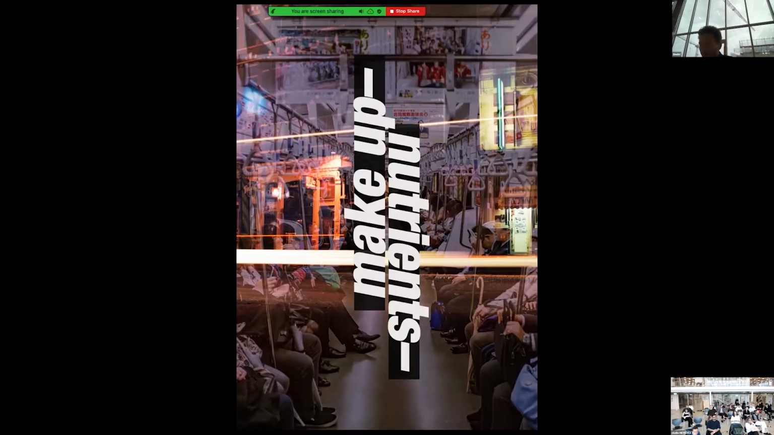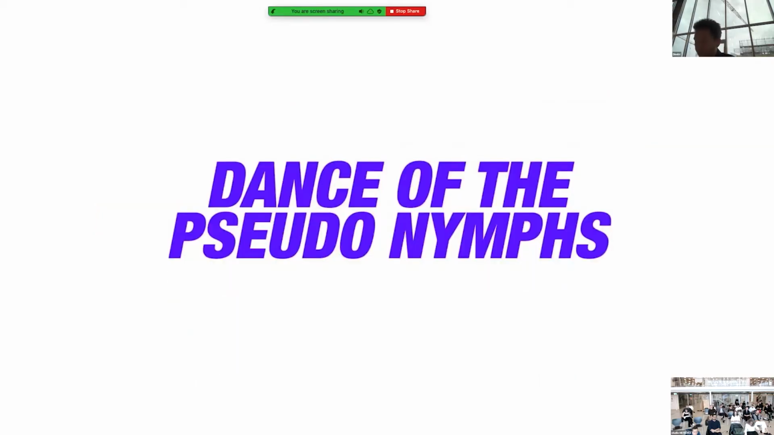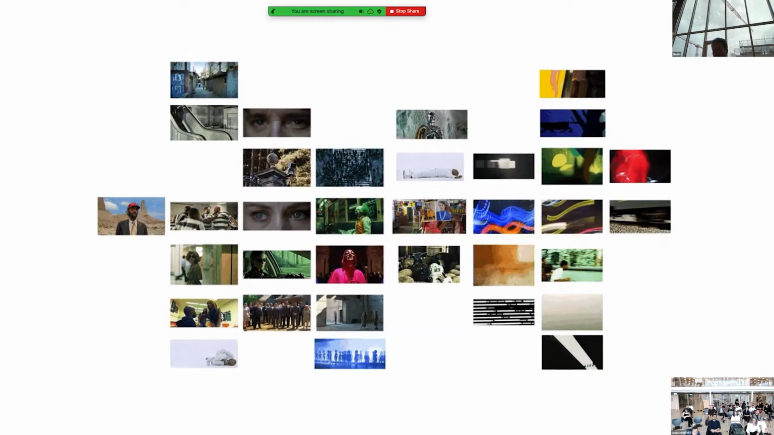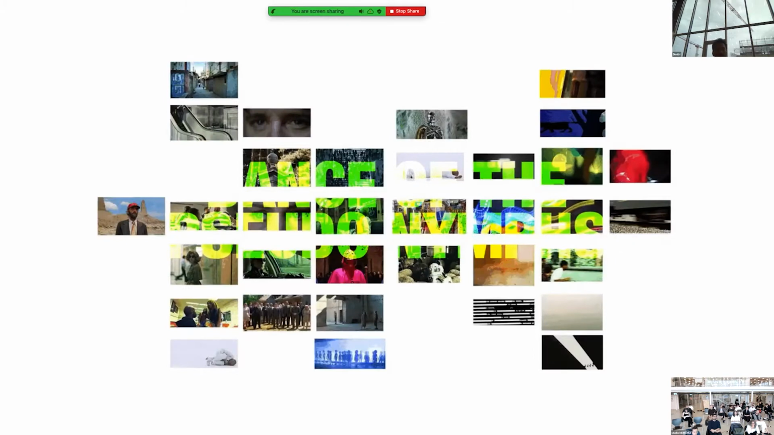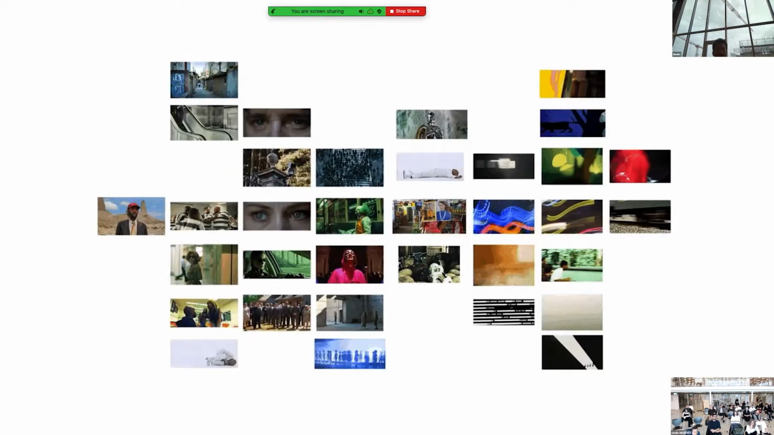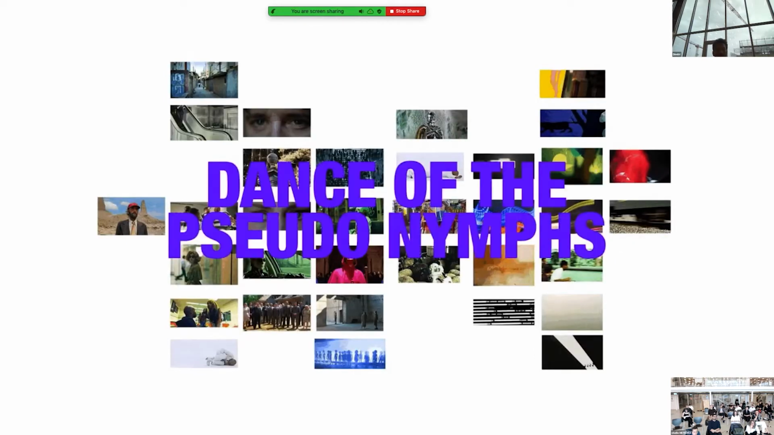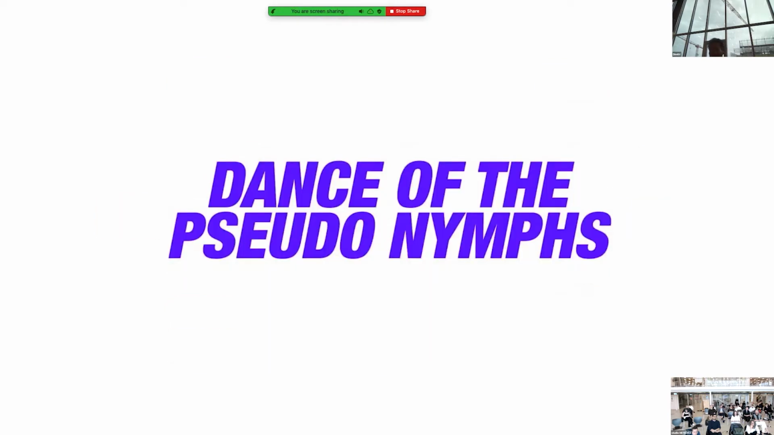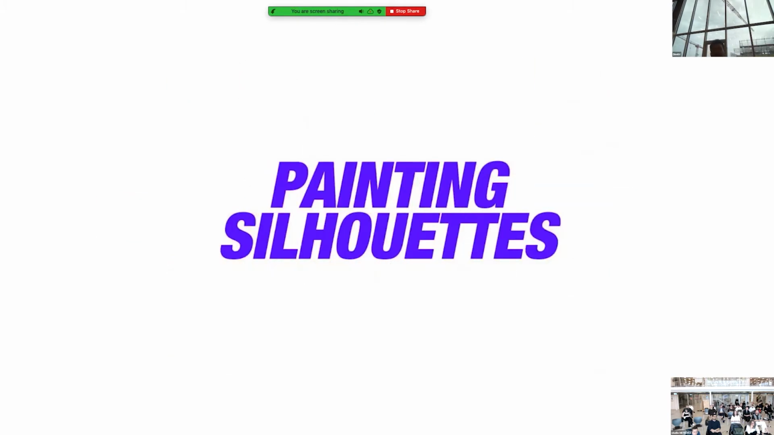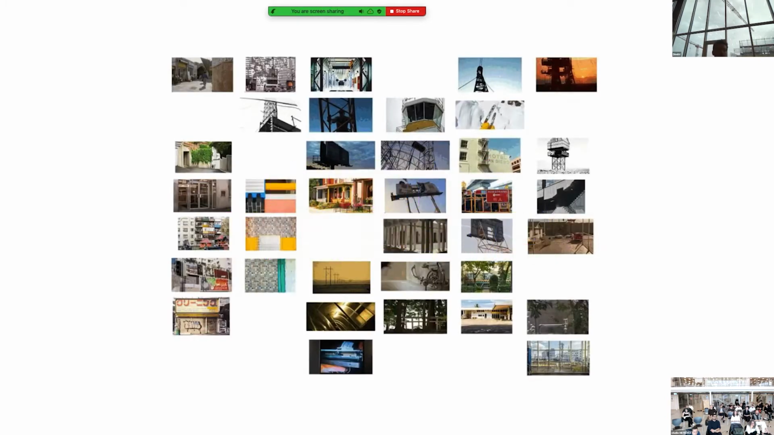So this first additional layer is called makeup nutrients, because nutrients make up, and it's connected to the notion of incorporation. And here we have a spectrum of images that is called dance of the pseudonyms. And the second one is called painting silhouettes.